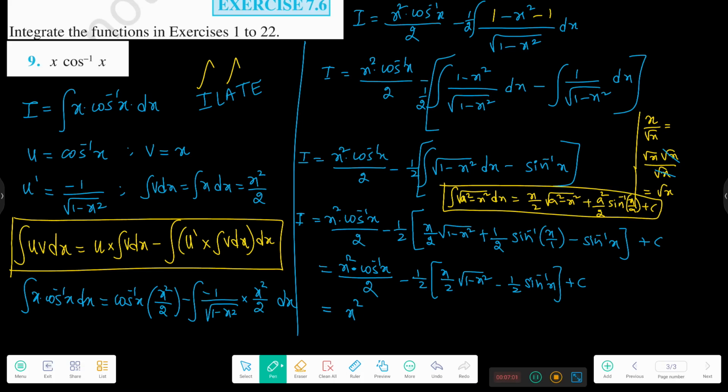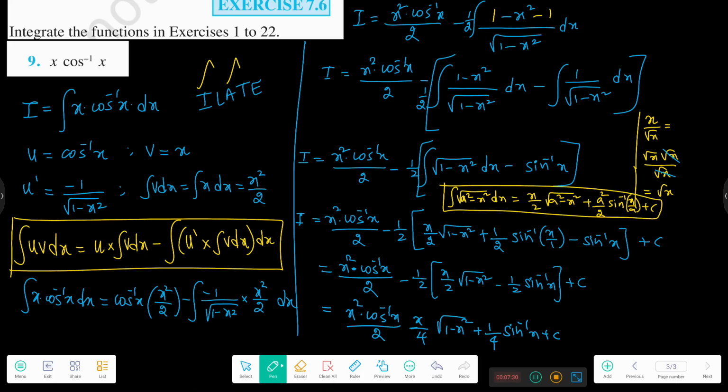x square into cos inverse x divided by 2 minus x divided by 2, 2 twos are 4, into square root of 1 minus x square. So this minus will be positive. x into x plus, sorry, minus and minus plus 1 by 2 into 1 by 2, now 1 by 4 sin inverse x plus c. Okay, this is the overall answer.